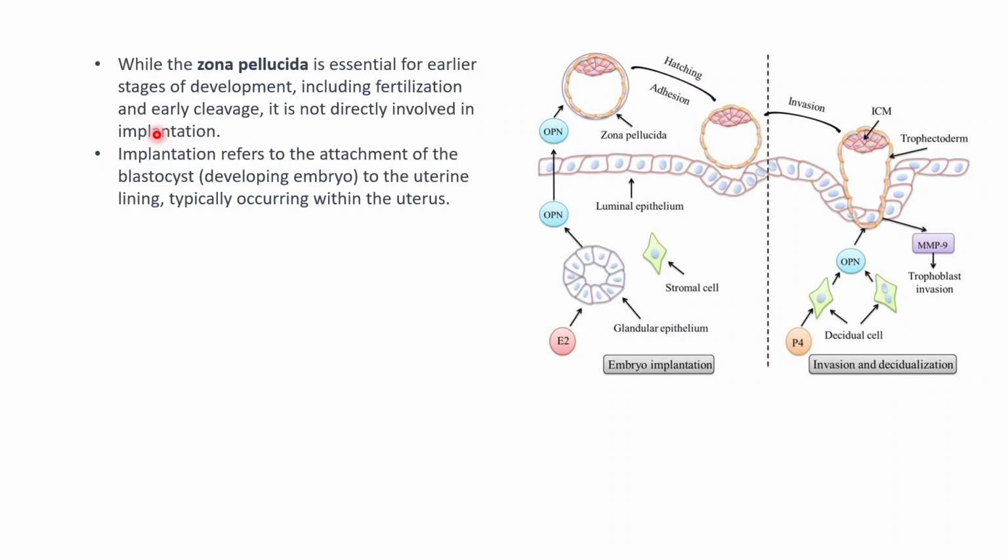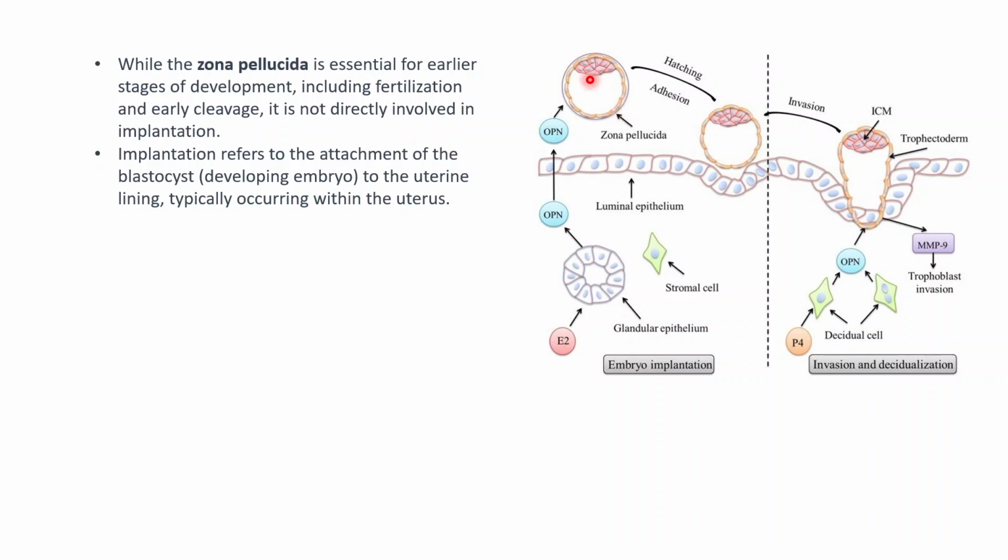But what happens during implantation after fertilization? There is a process called hatching where the zona pellucida ruptures, and the blastocyst, now in the blastocyst stage, comes and attaches to the endometrial lining of the uterus with its trophoblast, where we do not have the zona pellucida. So the zona pellucida is not responsible for implantation but very important for fertilization.